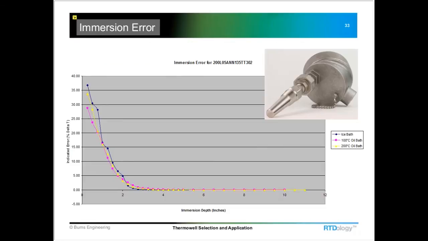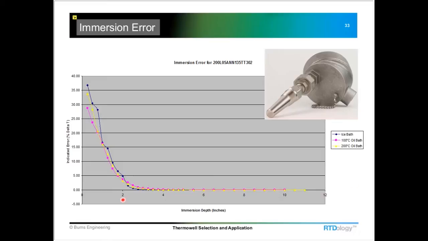If we look at this table that we put together, it measures the effects of immersion on a tapered stem Thermowell with an RTD installed in it. And it was done at 3 different temperatures: in an ice bath, 100 degrees C, and 200 degrees C oil baths. And the probe was slowly lowered in, starting at 0 inches, and just slowly immersed.